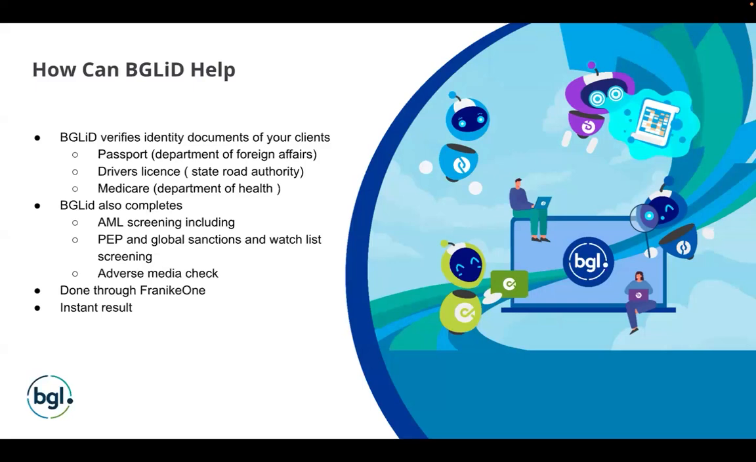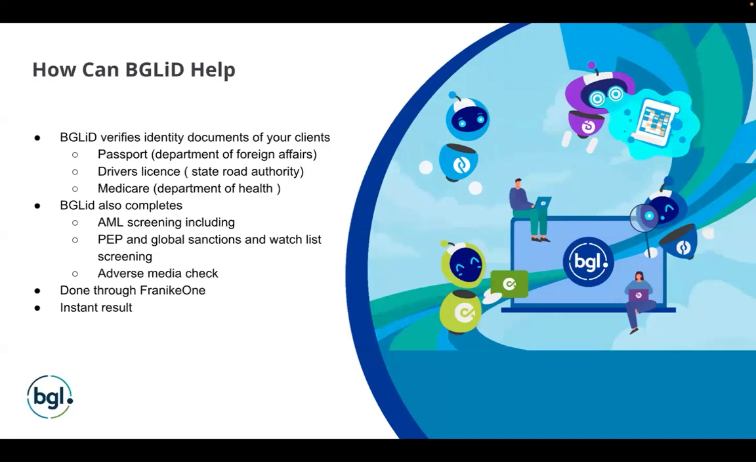The reason we have a number of sources is that we would want a photographic source as a first option, but you may also want a second source to verify. So all BGLiD checks also include AML screening. This includes the PEP global sanctions and watchlist screening. Every time you complete a BGLiD screening, you automatically get the AML screening.